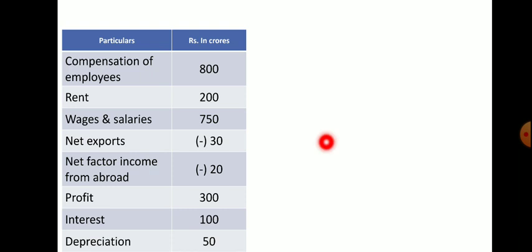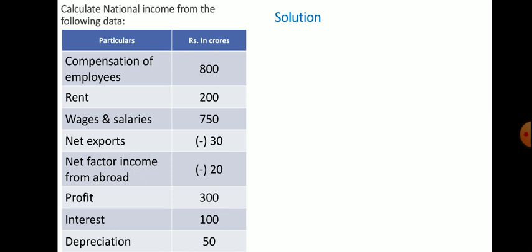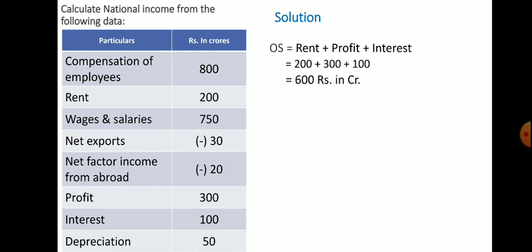Again some particulars are given here: compensation of employees, rent, wages and salaries, net export, all these things are given. We have to calculate the national income here, that is NNP at FC. First of all, we will again calculate operating surplus, because it is not given separately. Here rent, profit and interest are given, so we can easily calculate operating surplus by adding rent, profit and interest, and this operating surplus becomes 600 rupees in crores.